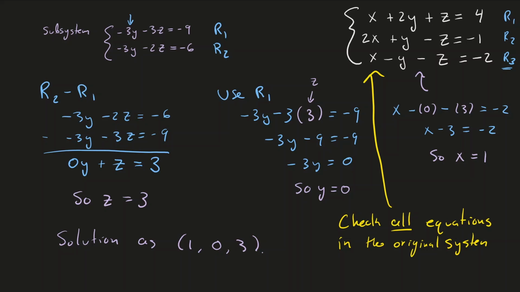Just quickly stating here, if you can notice here that in the first equation we get 1 plus 0 plus 3 is equal to 4. That works. The second equation goes 2 plus 0 minus 3 is equal to negative 1. That's great. And then the third equation, 1 minus 0 minus 3 is negative 2, and that in fact works. So this solution works for each of those 3 equations.